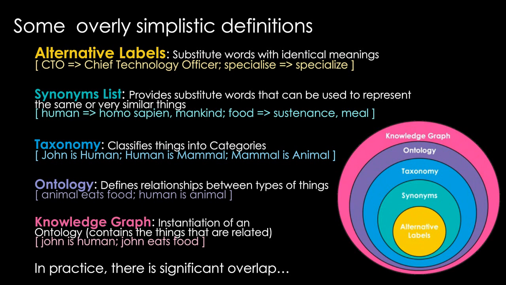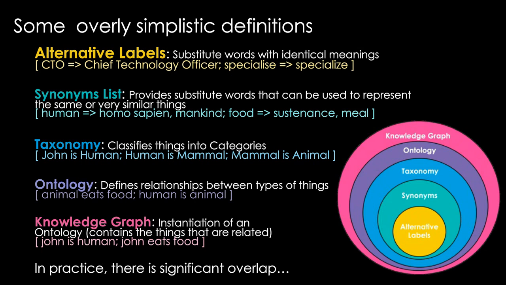So let me throw out a few terms that we'll use to build on as we go further into the presentation. These are some pretty simplistic definitions, so if you're a search expert, bear with me, but they'll help all of us understand the two real-world examples that I'll go through. So alternative labels, for example, are substitute words with identical meanings, and that is the system knows that CTO is the same thing as a Chief Technology Officer. Synonym lists, which are also managed very powerfully in Fusion, provide substitute words that can be used to represent the same or very similar things. For example, Homo sapien is a synonym for human beings, and we use that in Fusion to do synonym detection.